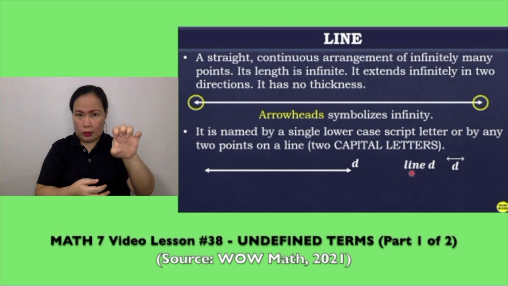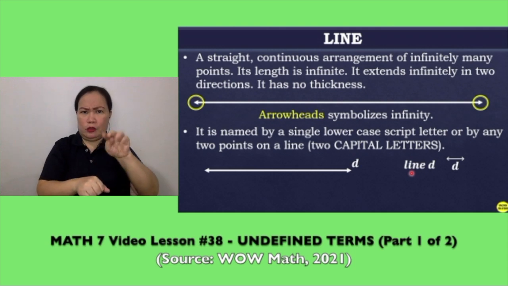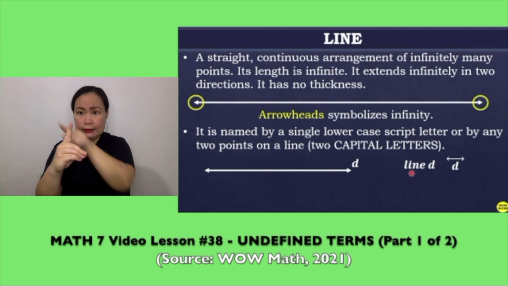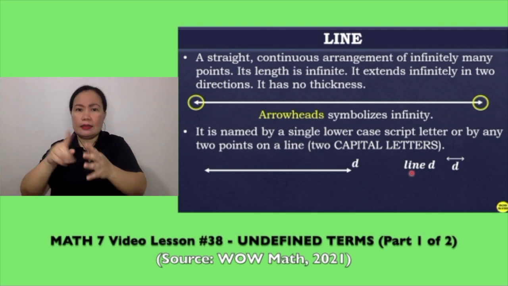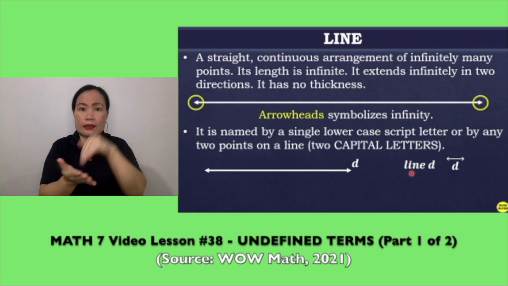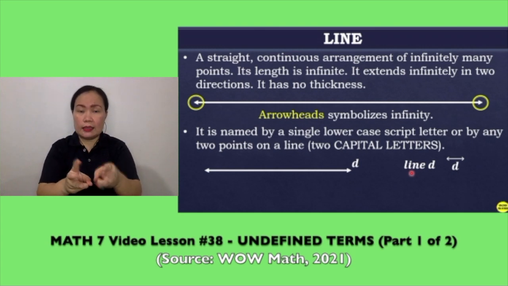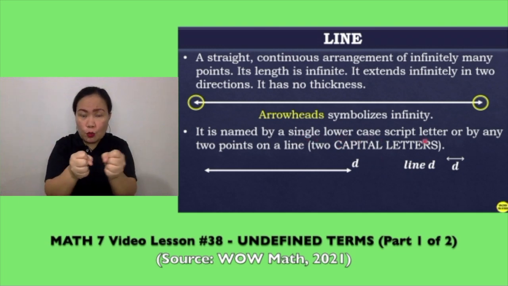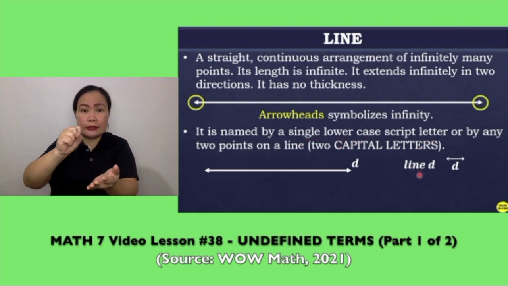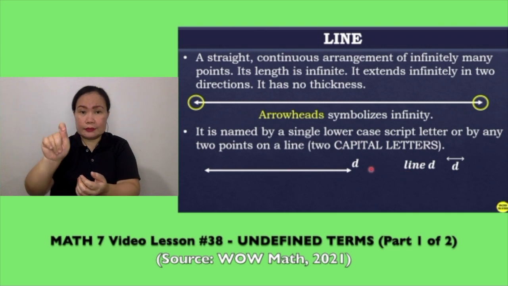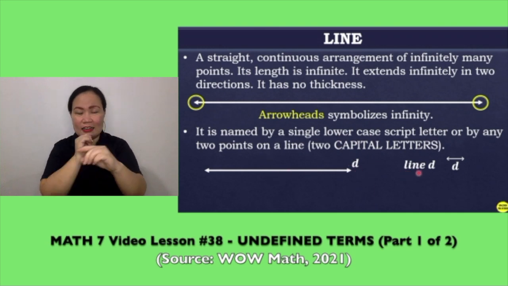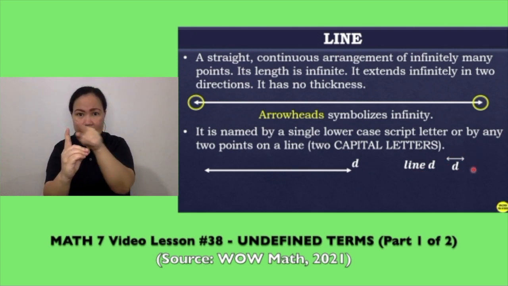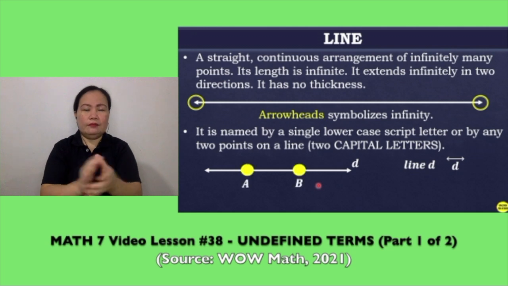Basta dapat ma-familiarize tayo sa mga symbols na ginagamit, especially sa geometry. Okay, kasi lagi natin siyang gagamitin. Okay. So again, one way, isa sa mga paraan of naming a line is by using lowercase, single lowercase script letter. So ito po yung example. So kung meron tayong ganitong figure, this is what we call line D, or in symbol, ito po siya.